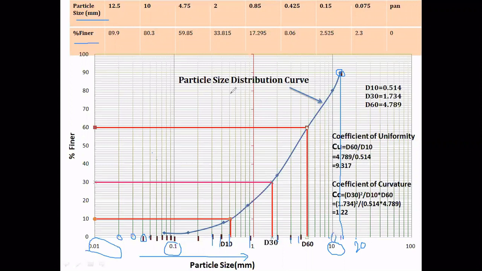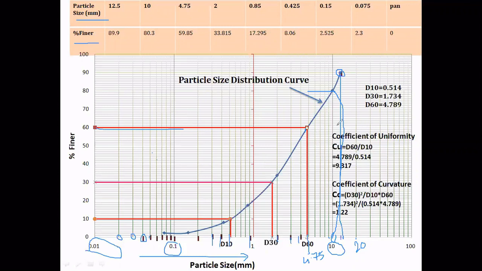For 10, it is 80.3. So from 10, we are going, and this is 80.3. So somewhere here. Then again, for 4.75, so 4 comes out as 1. This is 2, 3, 4. And then prior to 5, this is 4.75. And for 4.75, it is 59.85, that is nearly equal to 60. So this is 4.75 and this is 60.